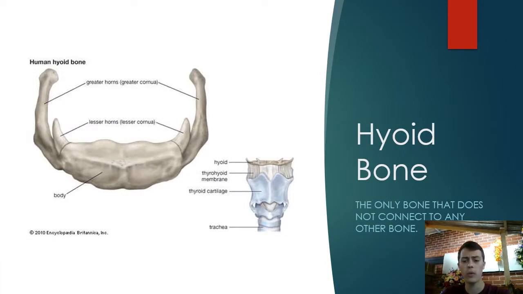The hyoid bone is the only bone in the body that doesn't connect to any other bone. It is surrounded by tissue and muscle and cartilage, but it doesn't connect to any other bone, and it's the only bone in the body that does not connect, period. The hyoid is just a few inches above the trachea, and, like I said, is very easy to remember because it's the only bone that doesn't connect to anything else.